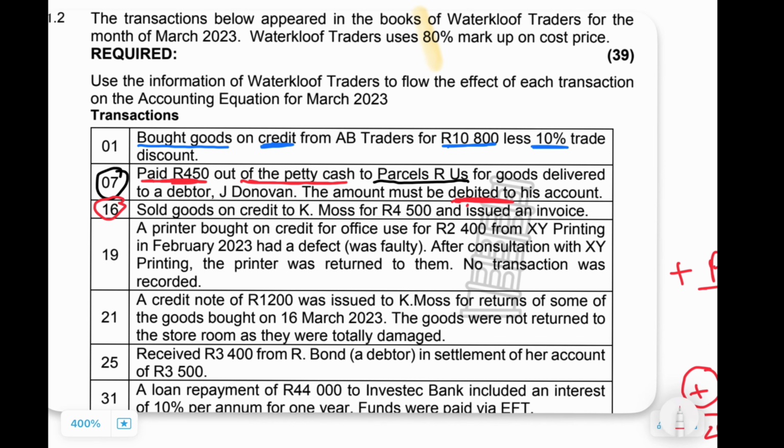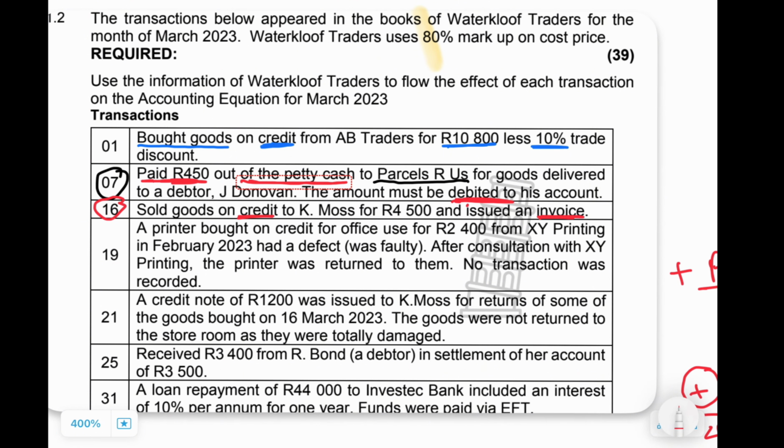So on the 16th, we sold goods on credit to KMOS for 4,500 and we issued an invoice. Since we sold goods on credit to KMOS, it means KMOS is our debtor, because debtors are customers who buy from the business on credit. So KMOS bought from us on credit, meaning that KMOS is our debtor. Okay, so let us show the entry.